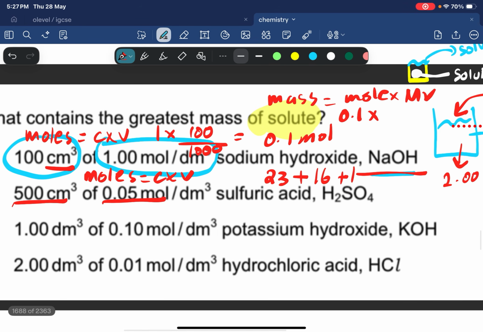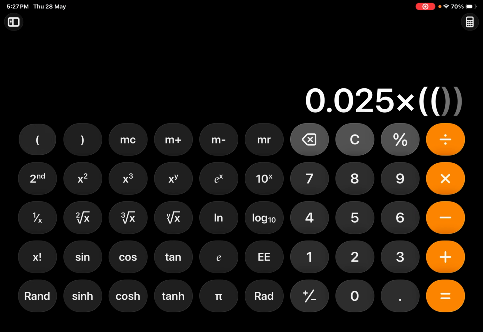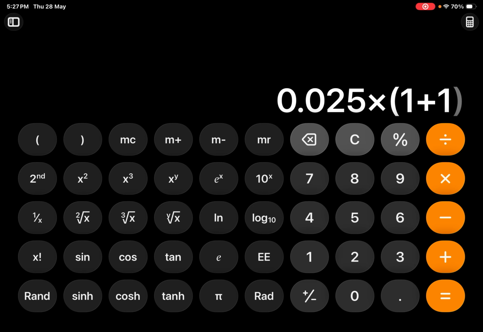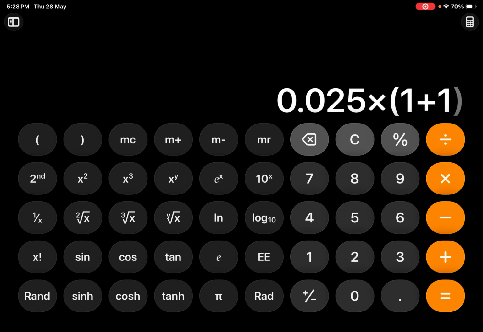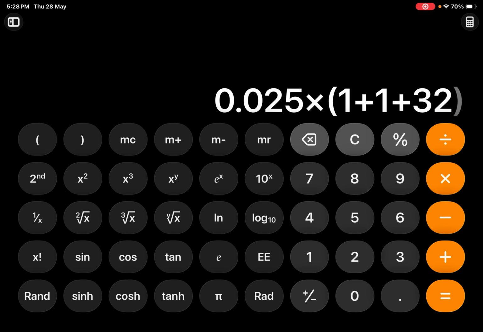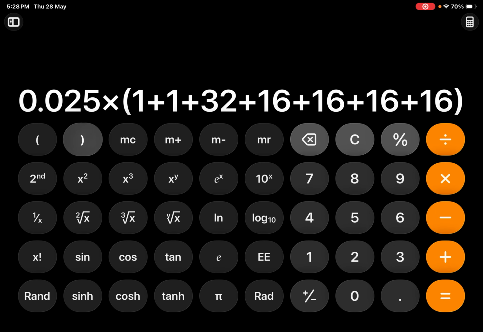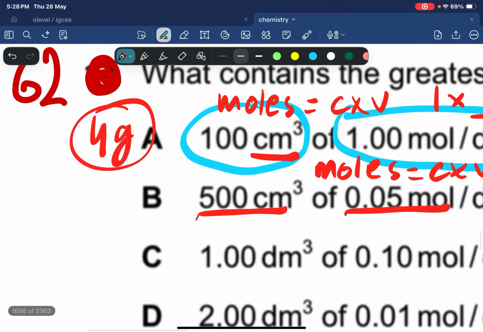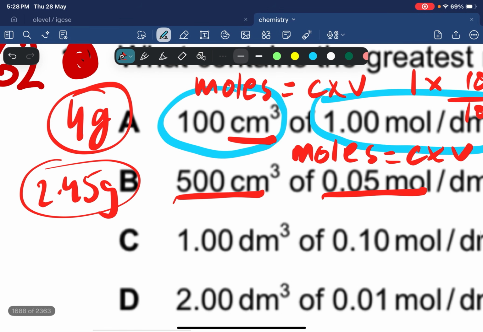Okay, sulfuric acid. The mass is going to be H2, that means 1 plus 1. SO4: S means 32, O4 means 4 times 16. Done? 2.45 grams. For option 2, I'm getting 2.45 grams. Okay, now this.